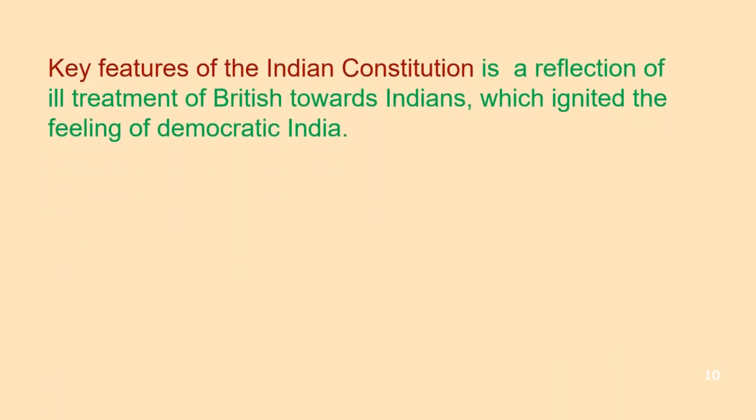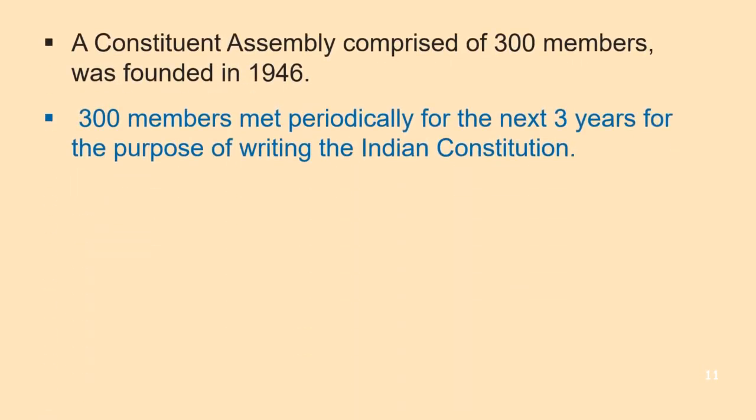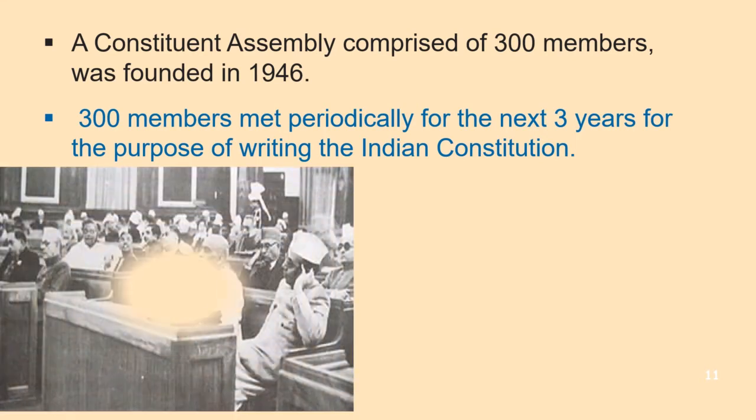The key features of the Indian Constitution are a reflection of the ill treatment of Indians by the British, which ignited the feeling of a democratic India. This is the reason why we called for a democracy. A Constituent Assembly comprising 300 members was founded in 1946. The 300 members met periodically for the next 3 years for the purpose of writing the Indian Constitution.